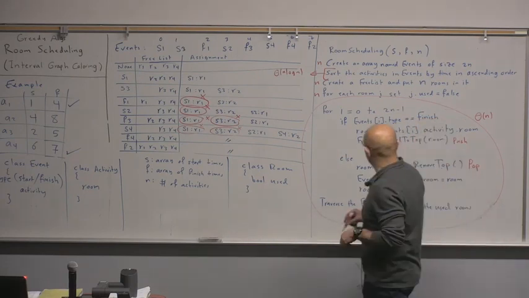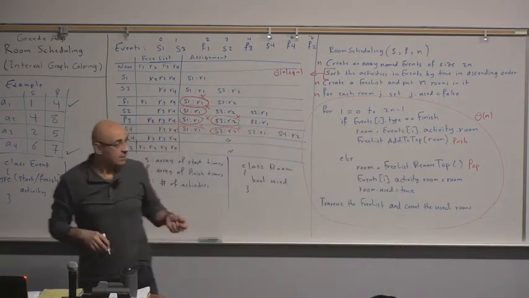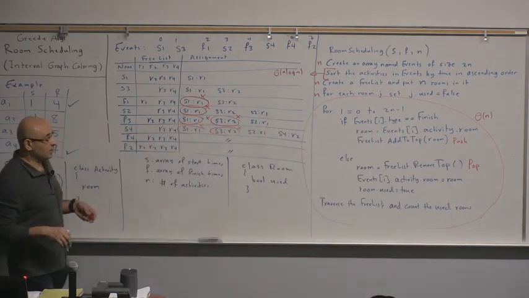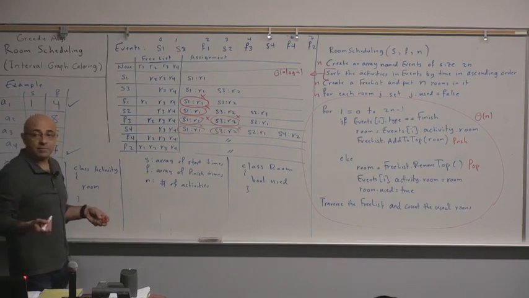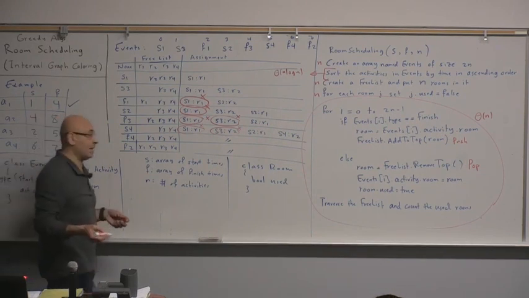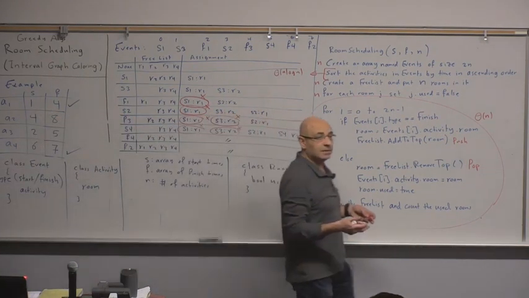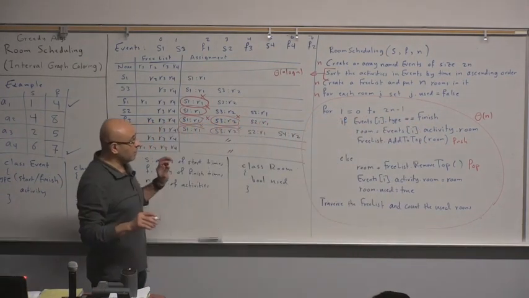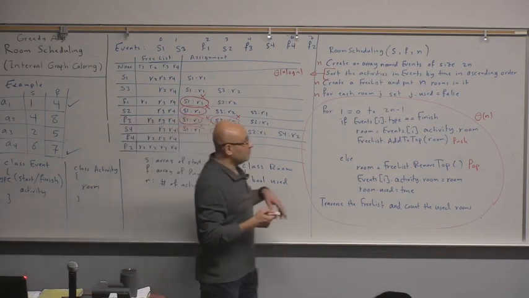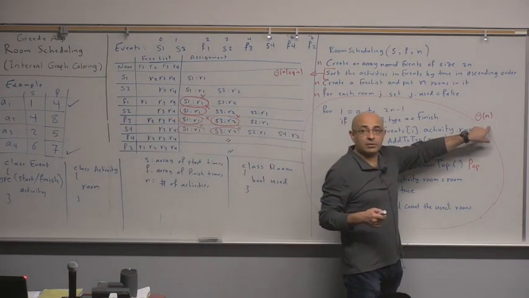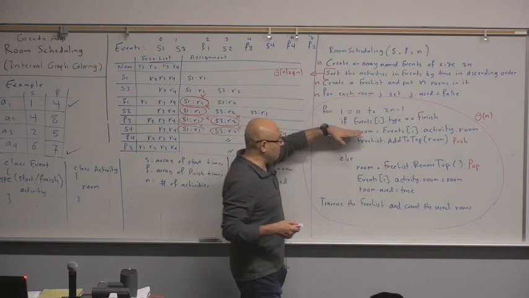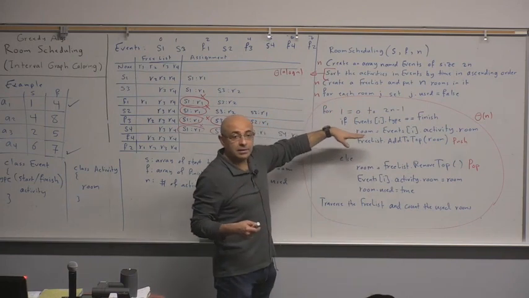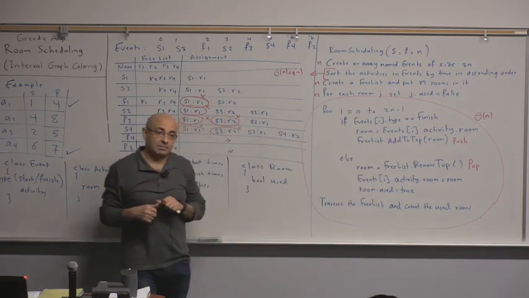So the push and pop, adding to the top of the stack or to the top of the list, and removing from the top of the list, this is something that can be implemented in constant time. So before you say that this is a theta of n algorithm, you have to make sure that everything inside the loop can be implemented in constant time.